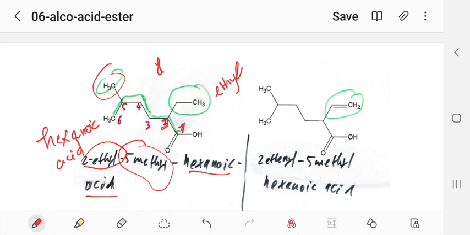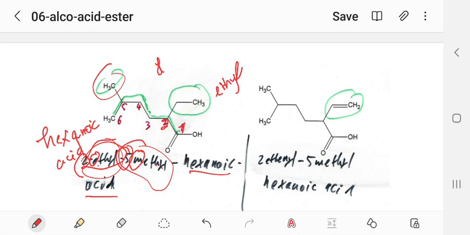It's as simple. So why do we say 2 ethyl, 5 methyl and not 5 methyl, 2 ethyl? Because letter E comes before letter M in alphabetic order. So it's not because 2 comes before 5. Even if it was 5 ethyl, 2 methyl, we will still put the ethyl before the methyl because we organize them in alphabetic order. Let's do this one.